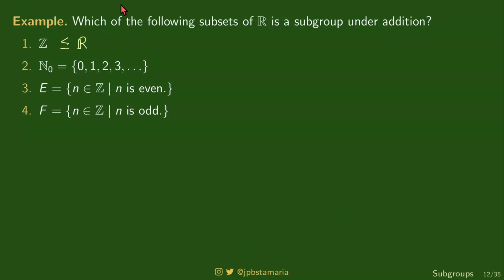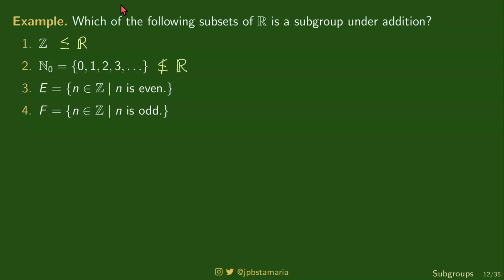Wala po yung inverses sa set na yan. Halimbawa, ang inverse ng 1 under addition ay -1. It's not found in N0. Totoo, may negative yung 1 in the real number line. Pero remember, yung inverses na tinutukoy natin dapat nag-exist doon sa subset. Kaya itong example number 2 is not a subgroup of R.